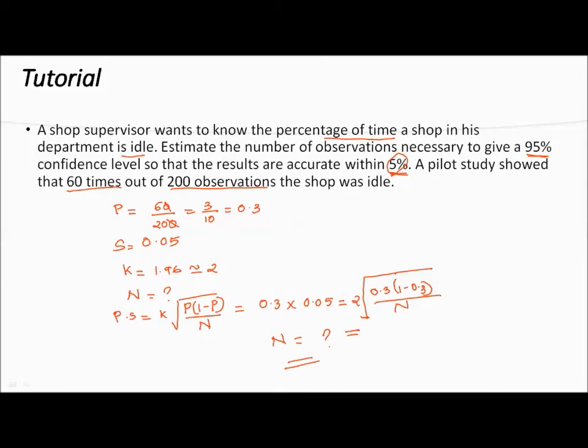That is, if you are asked to find out the percentage of time, or if you are asked to find out the number of observations, then you go for the work sampling method, and this is how you find out, and the equation used is clear. And the answer is something around 37. So the value of N is something around 37.